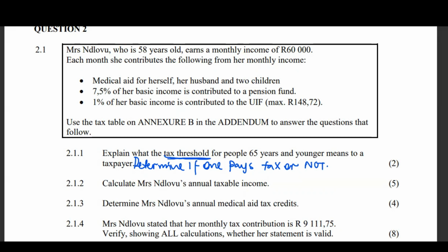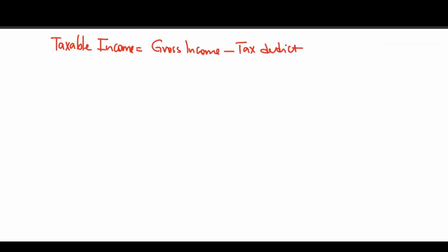Now here they're asking us, we need to calculate annual taxable income. Let's come here. When we look at taxable income, taxable income will always be the gross someone gets. I'm talking of the gross income. This is the total income that you earn minus the non-taxable income. They are called deductibles.